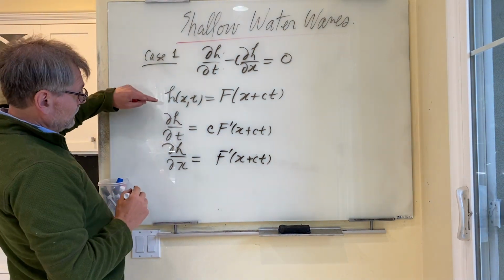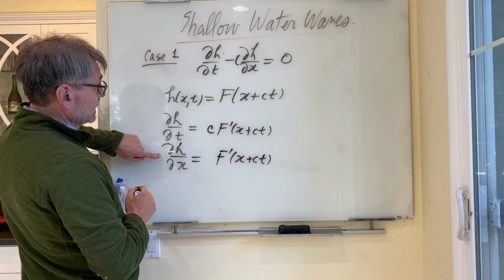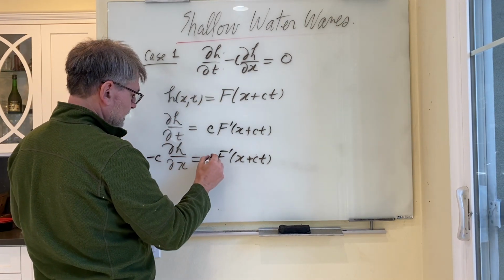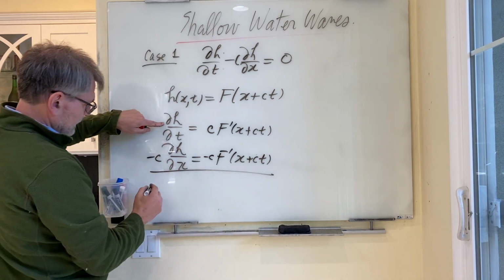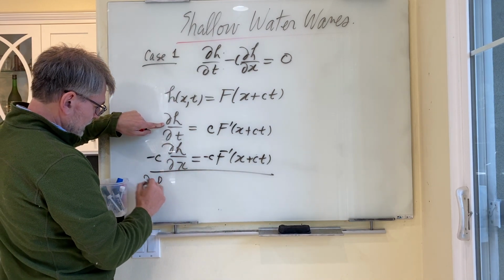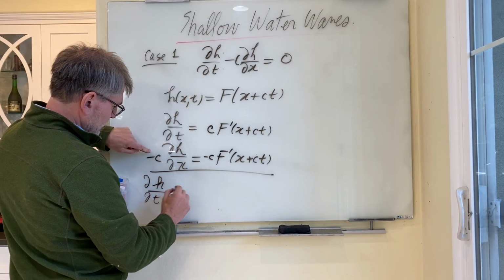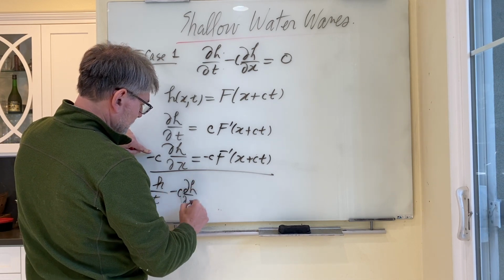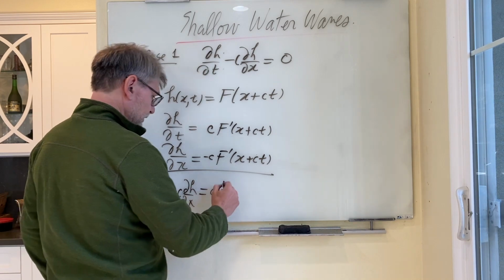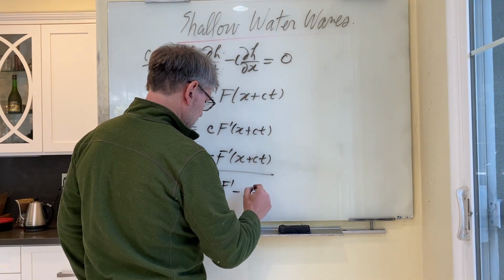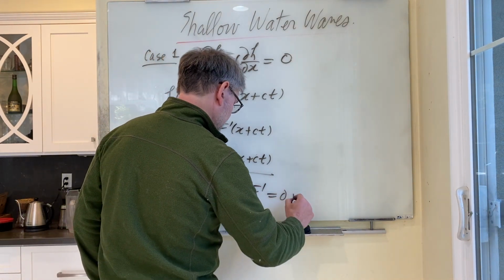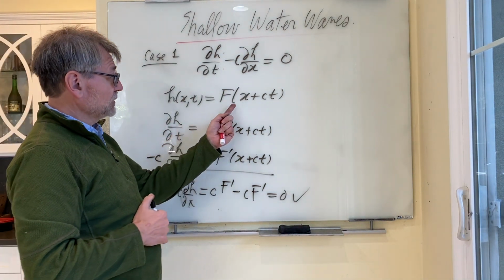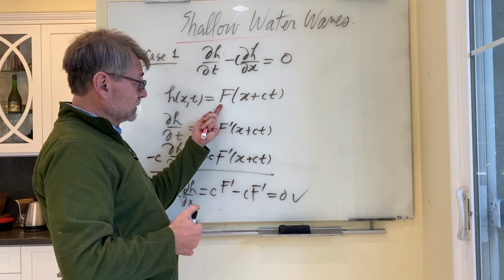Now if I multiply the second equation by minus c and add the two, what I get is dh/dt minus c dh/dx is equal to c f prime minus c f prime, which equals 0, and therefore I have a solution. So one solution is just any function. This is true regardless of what f is.